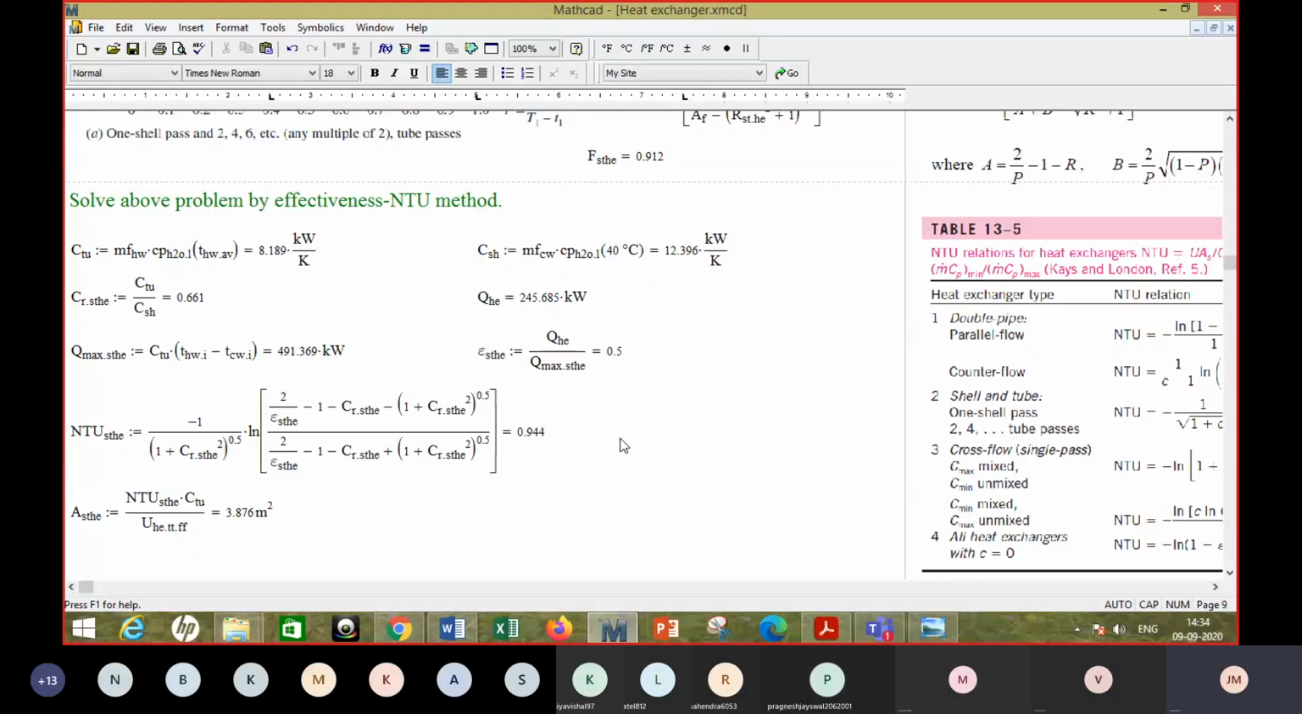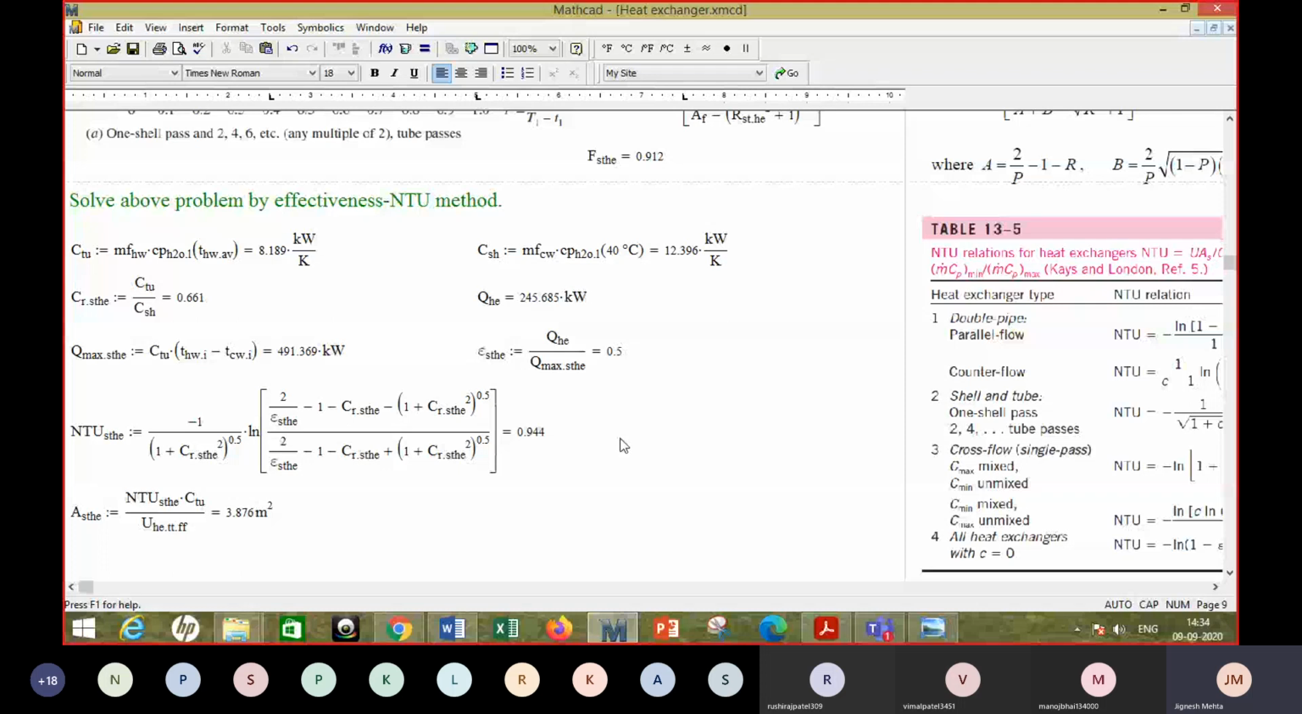Heat exchanger. So when the mass flow rates are available, but only inlet temperatures are known, at that time we could find out the heat transfer rate and the outlet temperatures of the fluid with the help of the effectiveness NTU method.